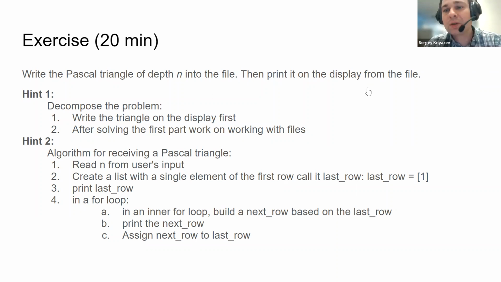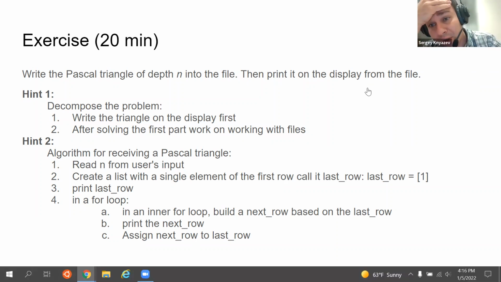Okay. So the first question: does the output need to be in the middle? No. In the output, let's use the format of triangles like we used before. So it shouldn't be in the middle. Instead, it should be just the first element in the row. Okay, this is a good question. Any other questions?